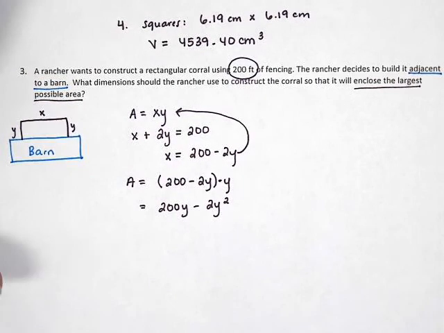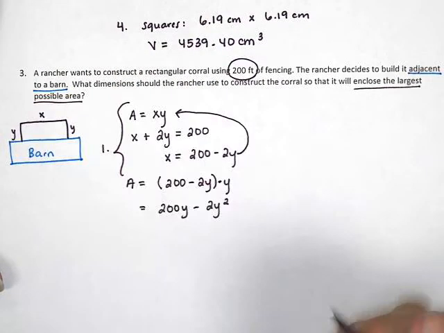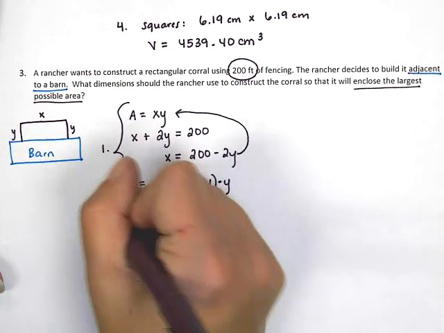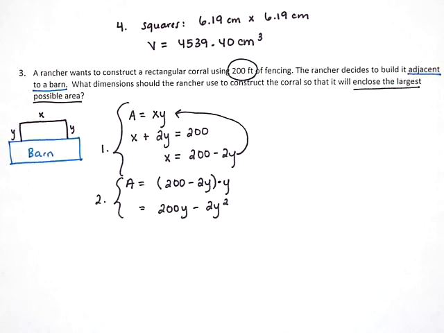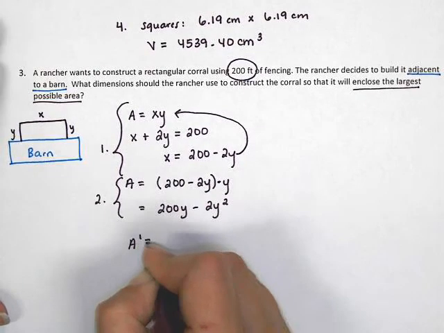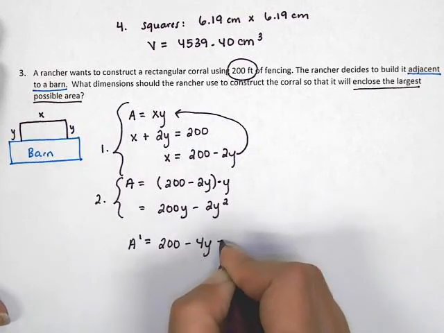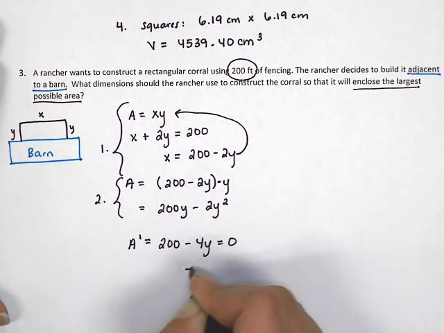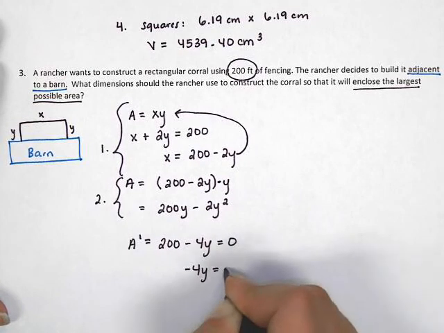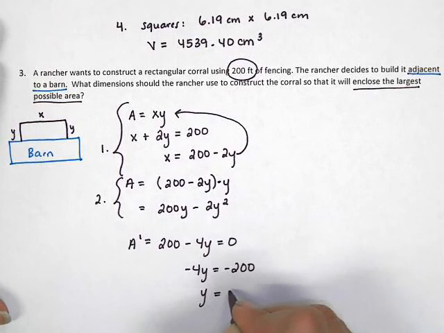So step 1 was write 2 equations. Step 2 this time was to substitute, so we only have one variable. The next step is going to be to take the derivative and find the maximum. So the derivative of my area formula would be 200 minus 4y equals 0, which means I have negative 4y equals negative 200, so y must equal 50.